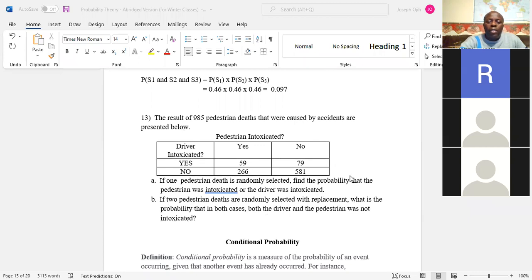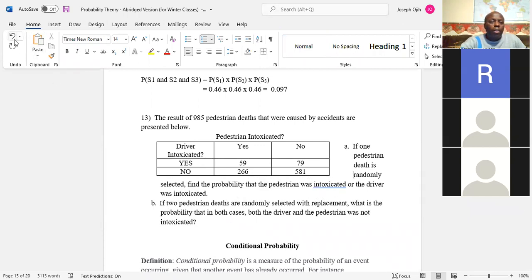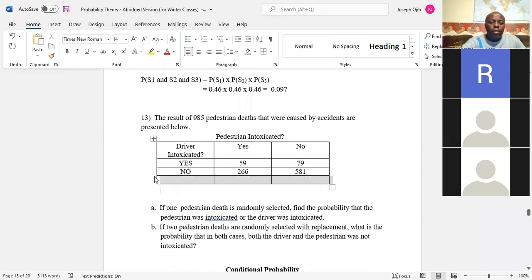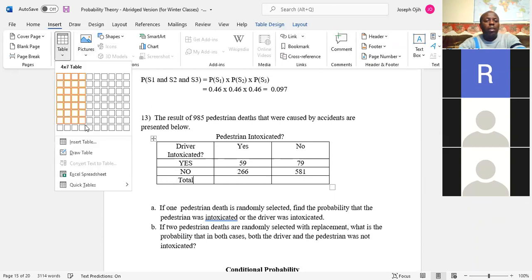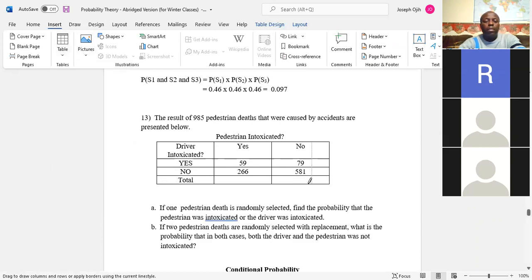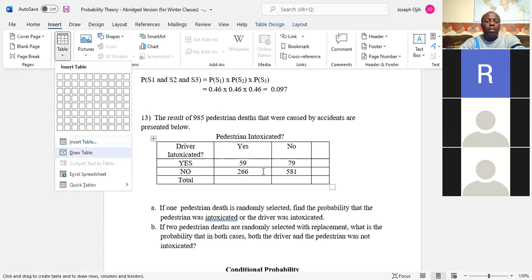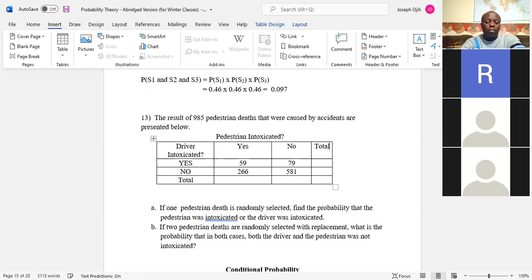First thing, whenever they appear in form of a table like this, the first thing you want to do is to get the totals. So I'm going to get the totals now before we can begin answering this question. Total here, and then we're going to have total here. So I'm going to add them to get this total. I added them already, so I'm just typing the totals so you can see them.